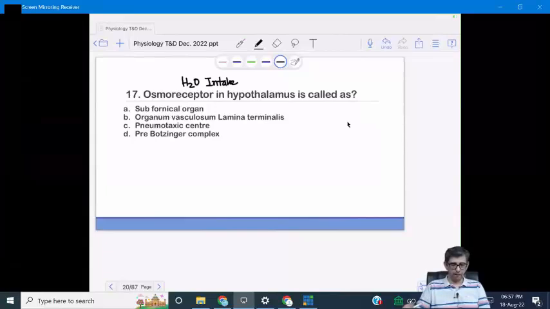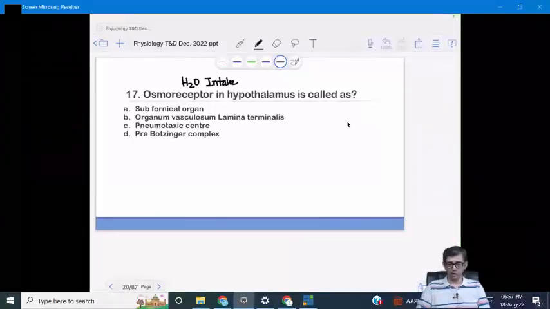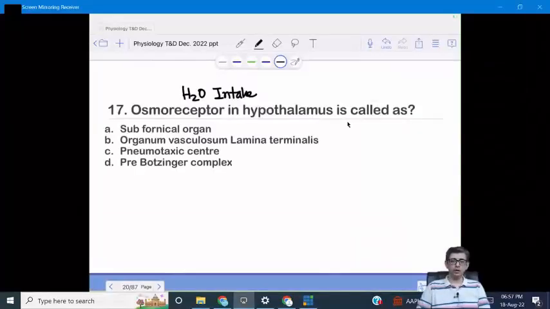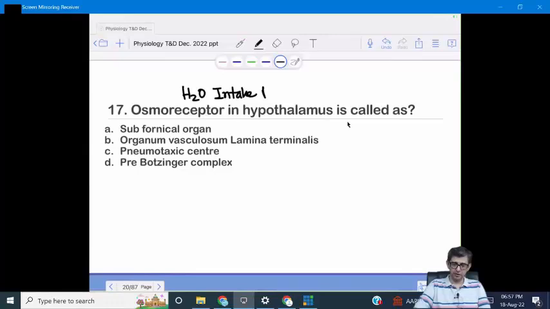For 17, what I was talking about was that osmoreceptors in the hypothalamus would be contributing to regulating the water intake regulation basically. Like if it is hot, we would drink water.